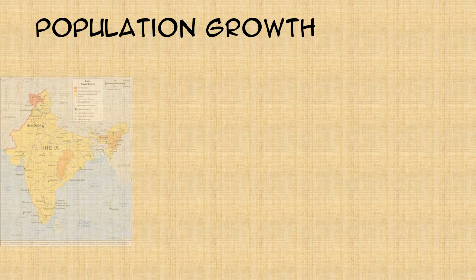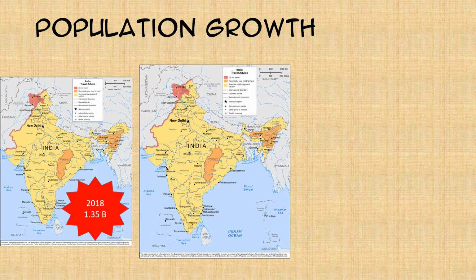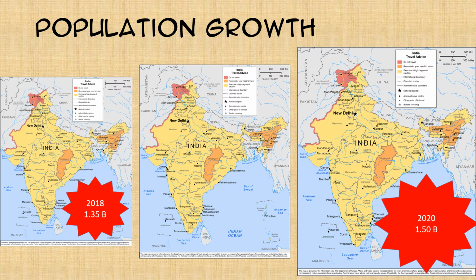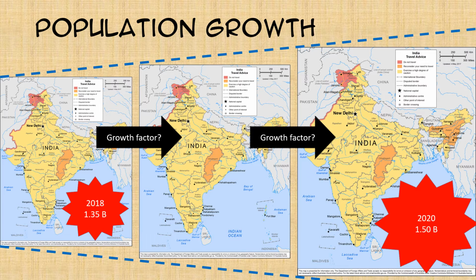Consider the country of India, whose population is 1.35 billion as of 2018. If its government targets the population to be 1.5 billion in 2020, 2 years from now, what rate must the population grow at over the 2 years to achieve that goal? Basically, we have to solve 1.5 equals 1.35 times x squared. And note, if you go for a 3-year period, it becomes a cubic equation, and for an n-year period, it becomes an n polynomial.